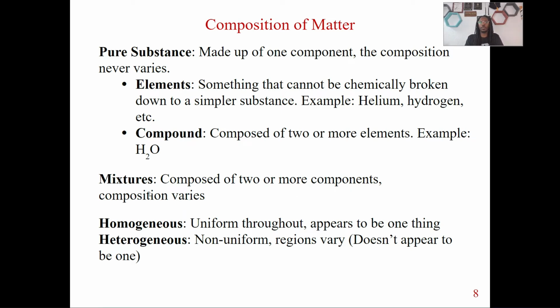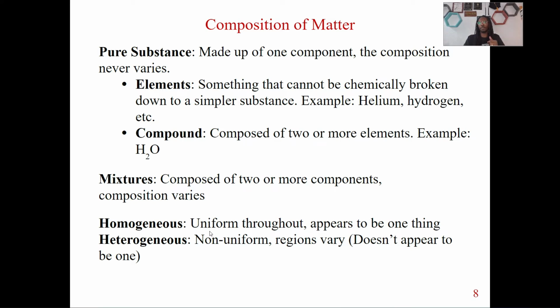Composition varies with mixtures, unlike pure substances. Okay, so we got two types of mixtures. We're going to talk about homogeneous and heterogeneous mixtures. A homogeneous mixture is going to be uniform throughout. It's going to appear to be one thing. It's going to look like one thing.